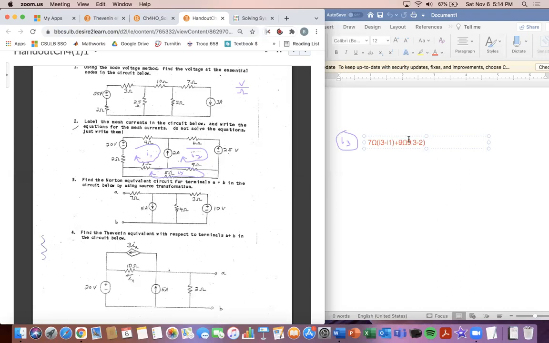And then for our third term here, we're going to have I3 times the 5 ohm, and there's no other mesh current that is affecting that one. So it's just going to be plus I3 times the resistance value, which is 5 ohms, and then set that equal to 0.